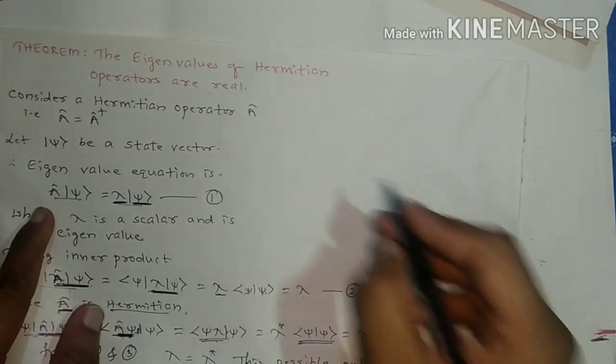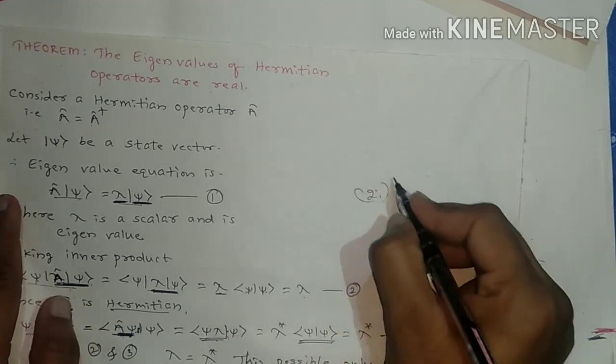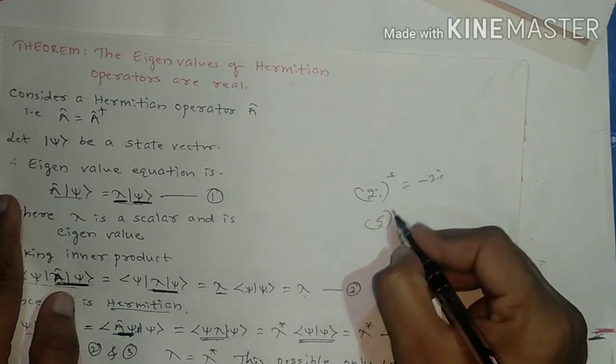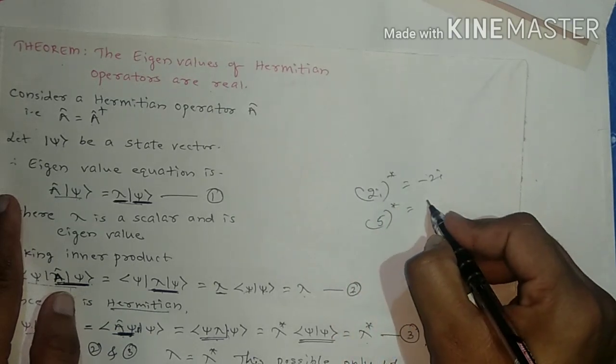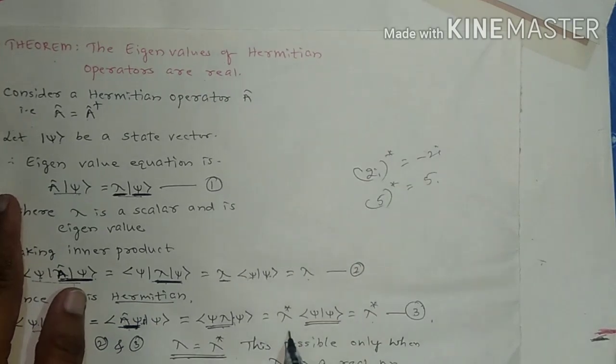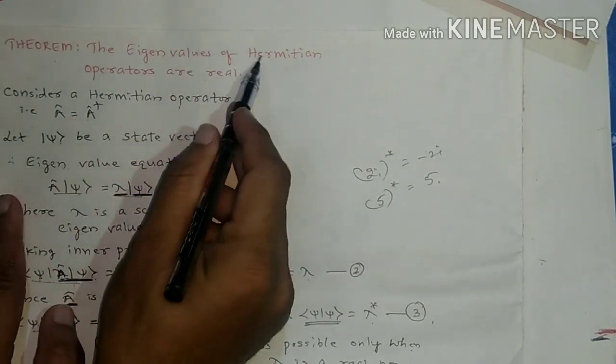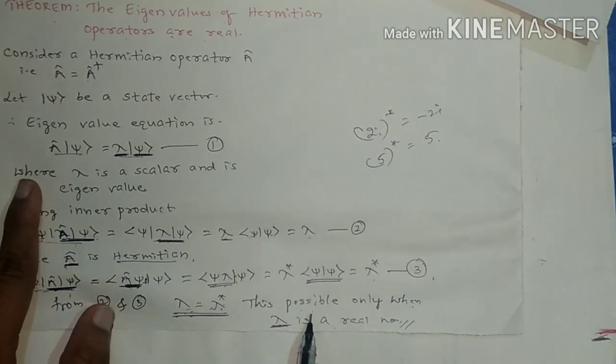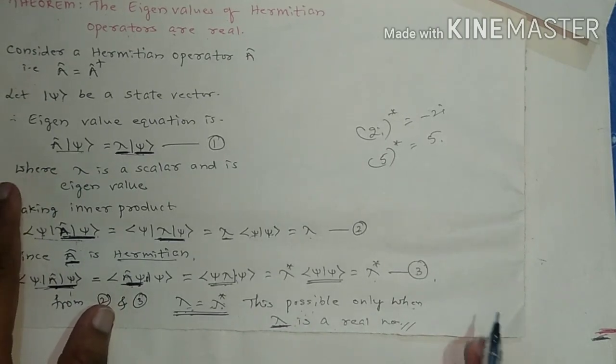So we have seen, suppose if we have 2i, its conjugate will be equal to minus 2i. If we take a real number 5 and take its conjugate, again it will be 5. So lambda star is equal to lambda will be possible only when lambda is a real number. What is lambda? Lambda is nothing but the eigenvalue. So what we have proved: the eigenvalues of Hermitian operators are real. So this is one property.